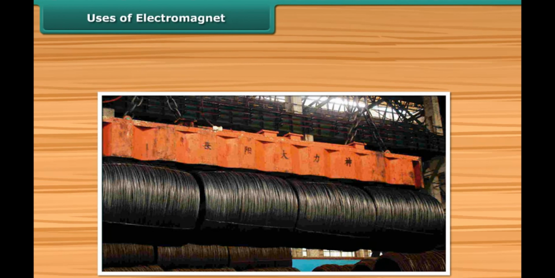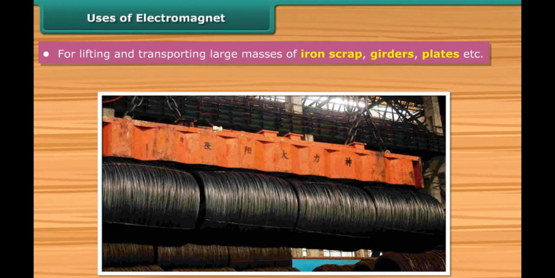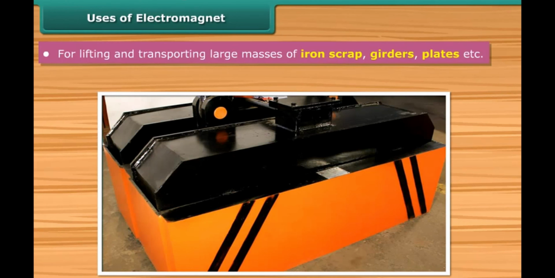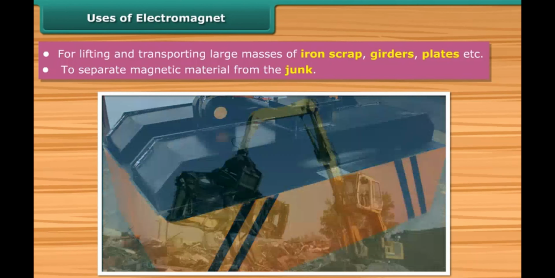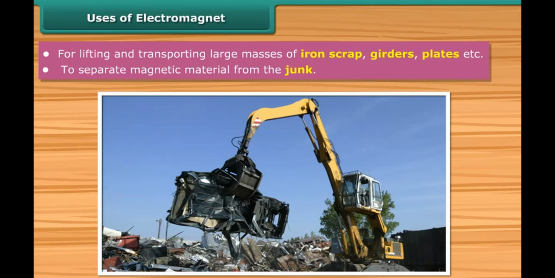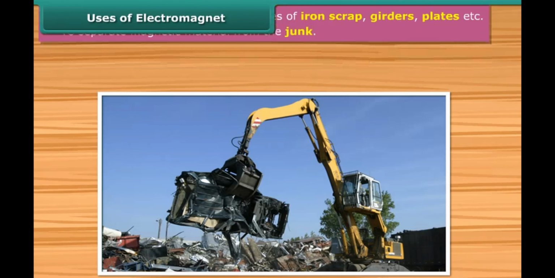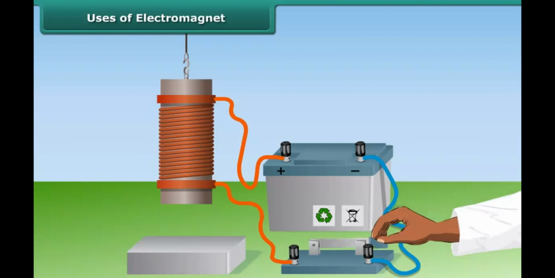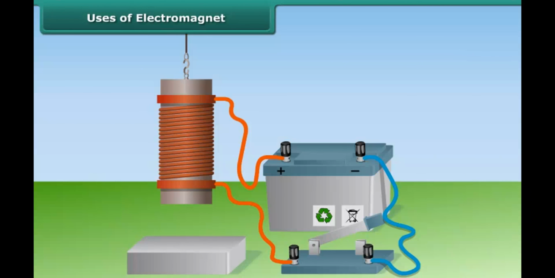You must have observed cranes lifting heavy iron scraps in scrap yard. These lifts make use of electromagnets for lifting and transporting large masses of iron scrap, girders, plates, etc. It is also used to separate magnetic material from the junk. The main advantage of electromagnets over the normal magnets is that they can easily start and stop, and the strength of the magnetic field can be effectively controlled.